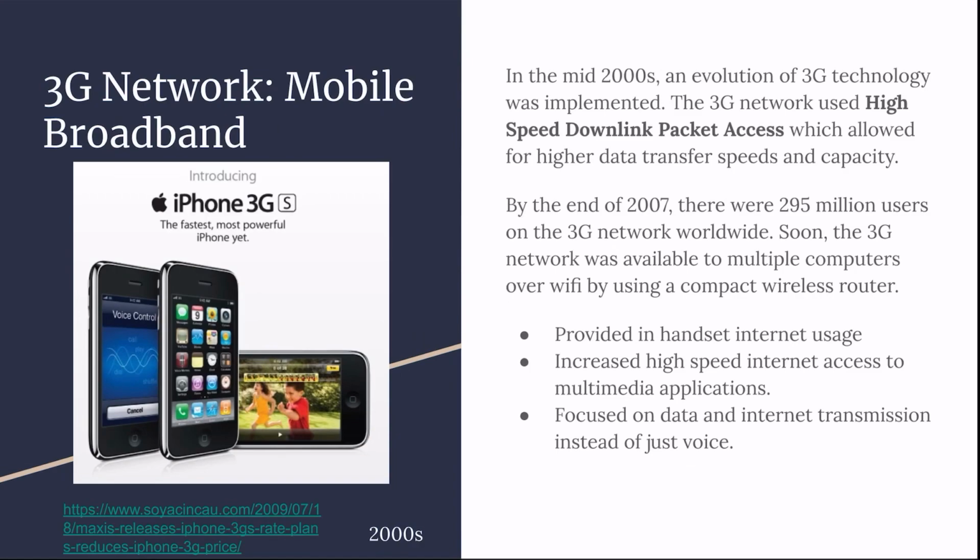This started in the 2000s, and as you can see, there's an image of the iPhone 3G. In the mid-2000s, an evolution of the 3G technology was implemented. The 3G network used high-speed downlink packet access, which allowed for higher data transfer speeds and capacity. By the end of 2007, there were 295 million users on the 3G network worldwide. Soon, the 3G network was available to multiple computers over Wi-Fi by using a compact wireless router.